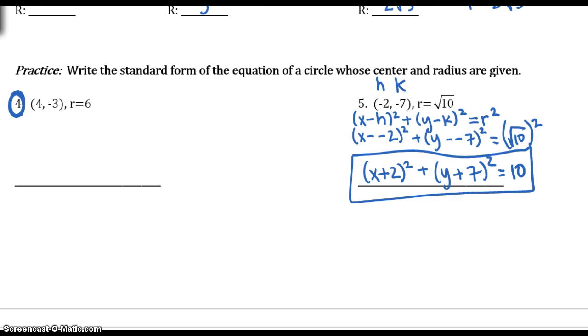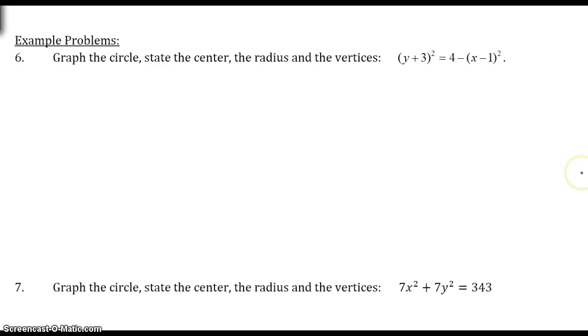Now let's go ahead and go back here and let's talk about some graphing problems. It says graph the circle, state the center, the radius, and the vertices. Okay, so first things first, this looks crazy, right? It's not the equation of a circle. The equation of a circle is (x − h)² + (y − k)² = r². So if we want it to look like that, what are we going to have to do here?